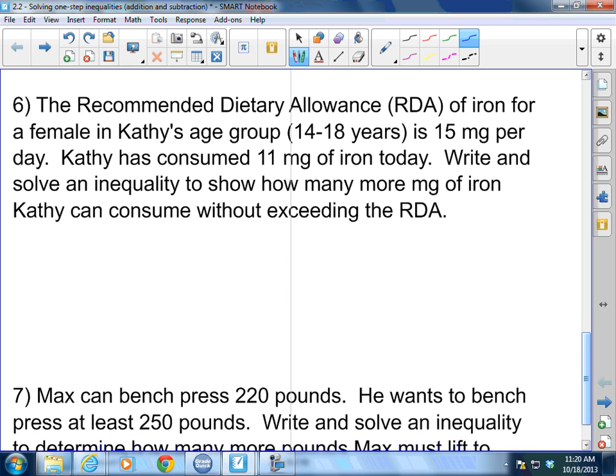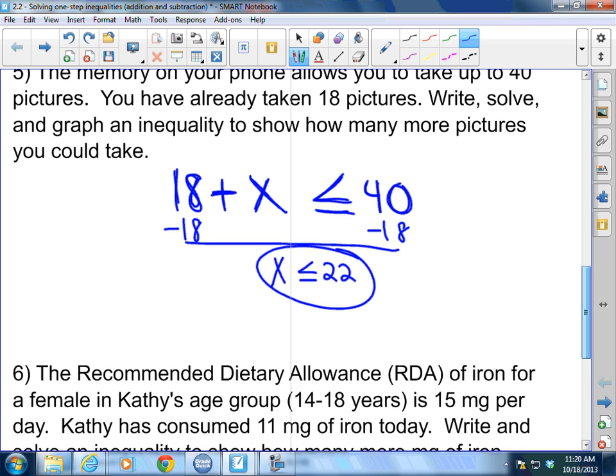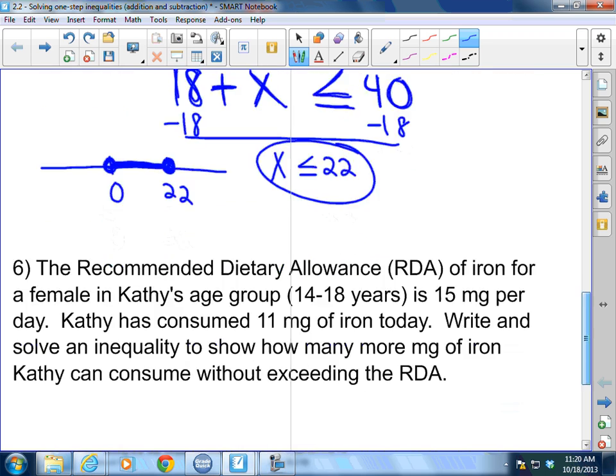Did we need to graph number 5? Yes, we did. Sorry. So 0, 22, less than or equal to, go to the left. However, technically, where do we have to stop here? At 0, because you can't have negative pictures. Very good.